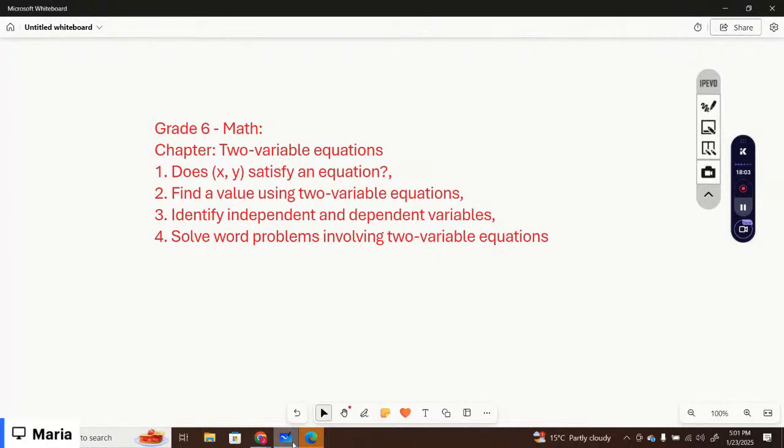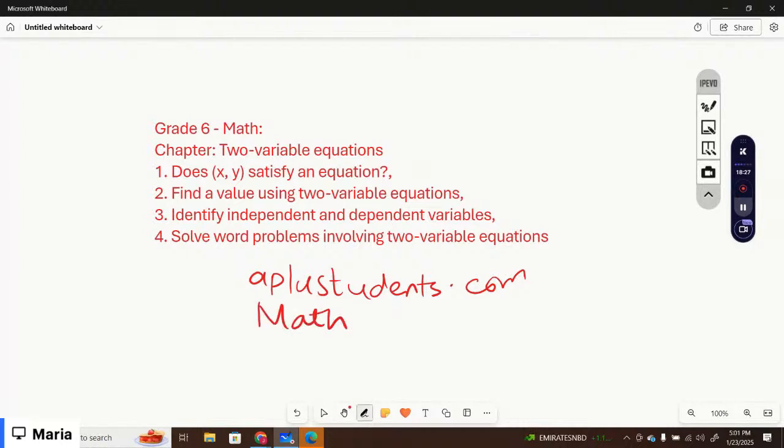We are here for grade 6 math. You can find all the lessons on aplusstudents.com. You have to log in there using your email address and password as provided by the administrator. Then you have to select math from the subject tab, scroll down to grade 6 math and then click on view all lessons. There you can find a list of the chapters.